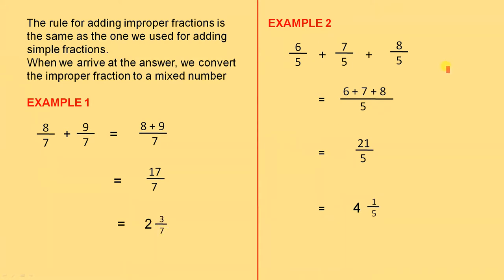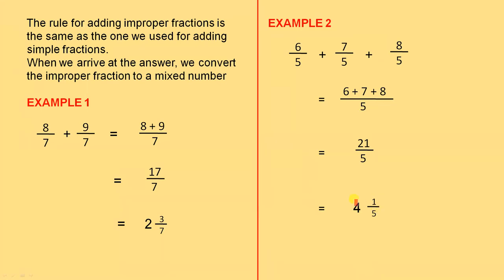Example 2. 6 over 5 plus 7 over 5 plus 8 over 5. Since the denominators are the same, we add the numerators. 6 plus 7 plus 8 all over 5. That gives us 21 over 5. 5 into 21 goes 4 times because 5 fours are 20 with a remainder of 1. So we have 4 and 1/5.